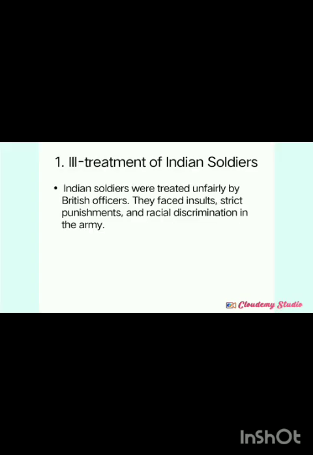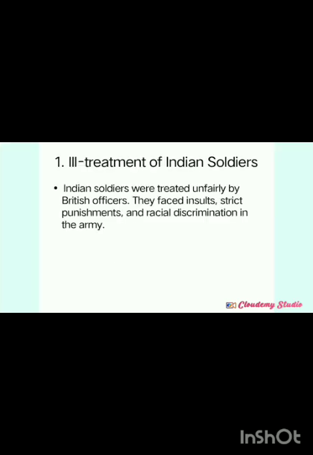So what about that? Military causes of the revolt of 1857. Most commonly, military causes mean those related to the army, the Indian soldiers. The Britishers called them Sipais. That's why this revolt is also called the Sipais revolt of 1857.